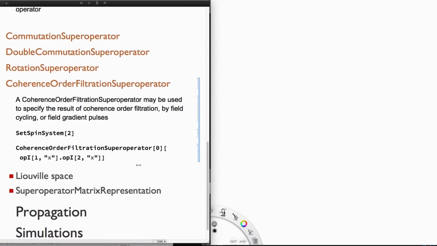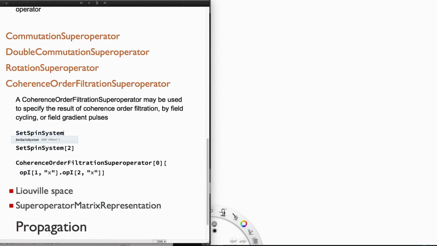Another superoperator to cover is a more intuitive one, I think, which is the coherence order filtration superoperator. And that's a piece of cake, basically. All that does is take an operator and filter out the part of the operator which corresponds to a particular coherence order, and then return it. It's probably easier to see by example.